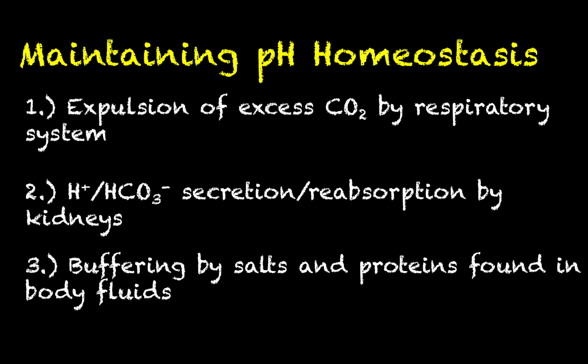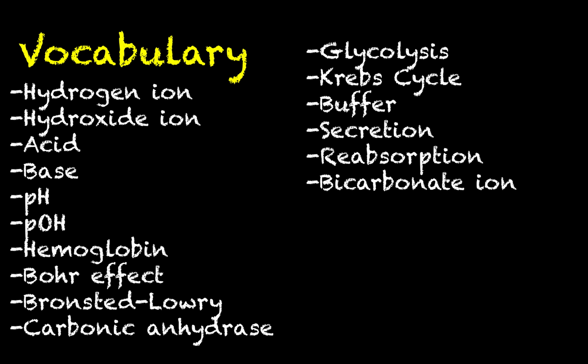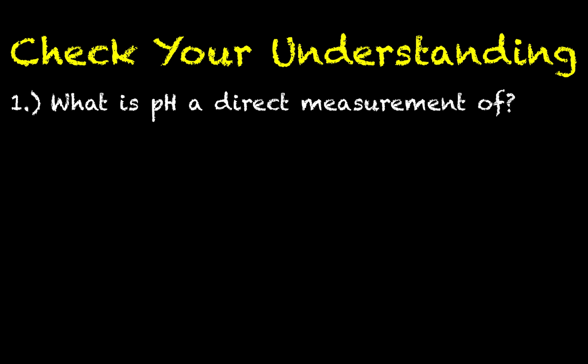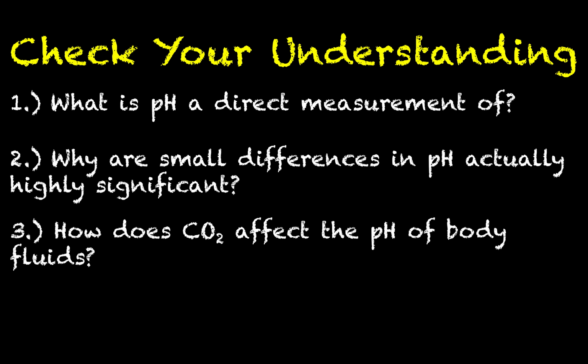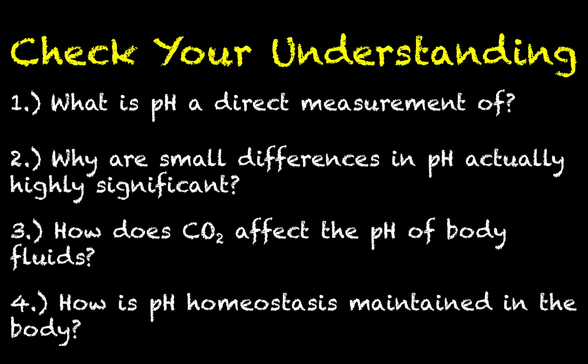So that's going to pretty much do it for this video. Here is a list of vocabulary terms you probably ought to be familiar with after watching this video. And then for checking your understanding, number one, what is pH a direct measurement of? Number two, why are small differences in pH actually very highly significant in the grand scheme of things? Number three, how does carbon dioxide affect the pH of bodily fluids? And number four, how is pH homeostasis maintained in the body?